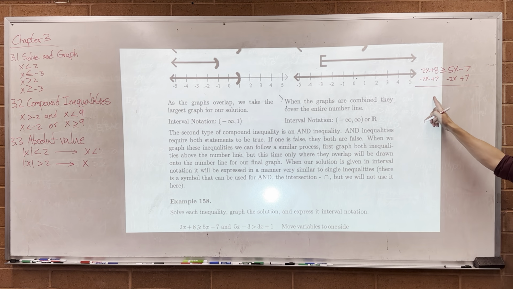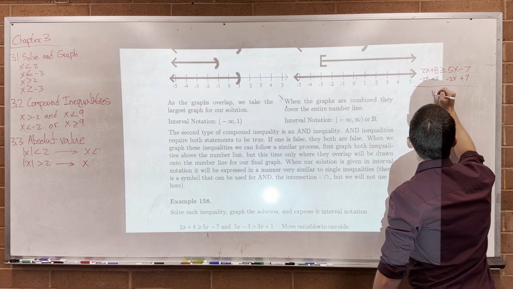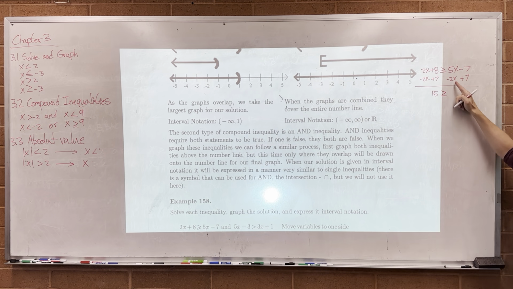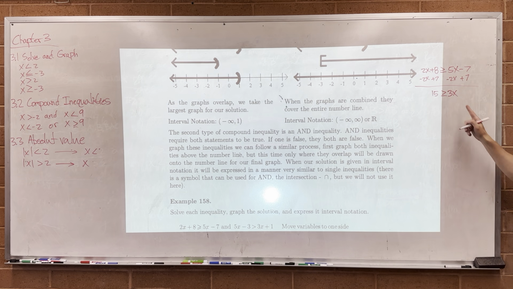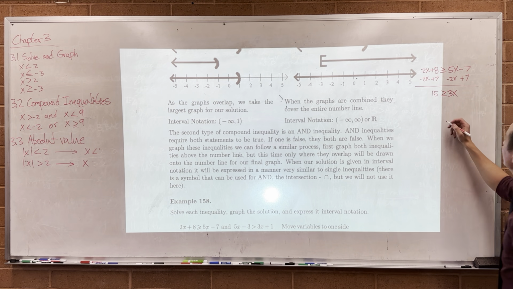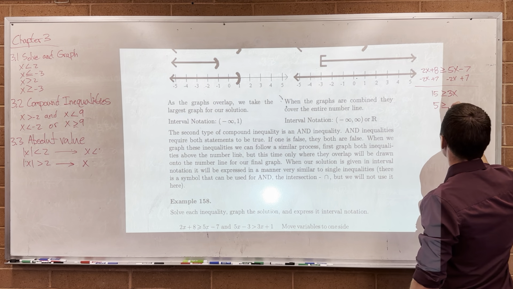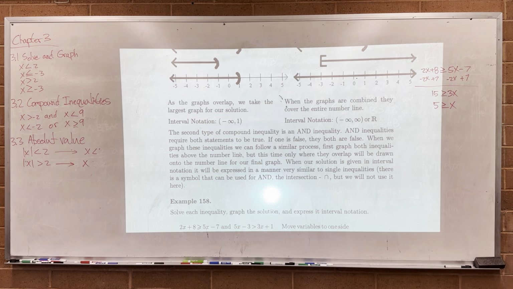Wonderful. Over here, what are we left with? 15, and that's greater than or equal to, over here we're left with 3x. Now divide both sides by 3 and we're left with 5 is greater than or equal to x. Perfect.